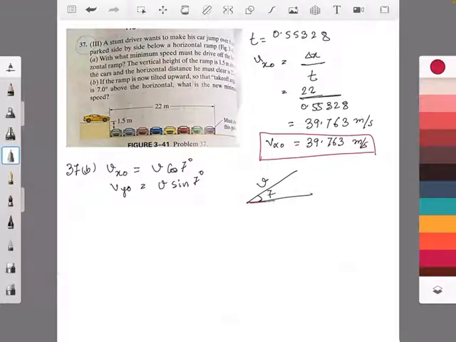So the x component of the initial velocity is v. Let's not call it v0 because it's always been v, so let's keep it v. So v cos 7 degrees, and the y component is v sin 7 degrees.